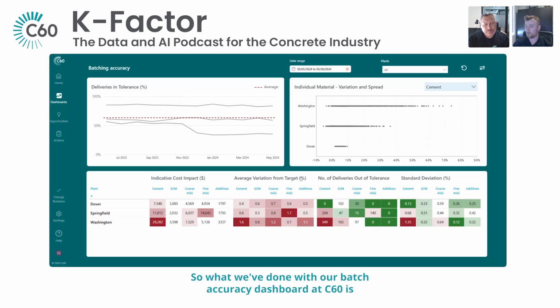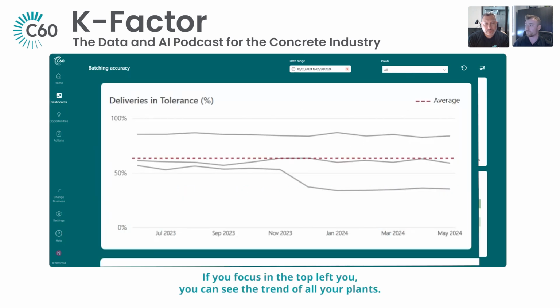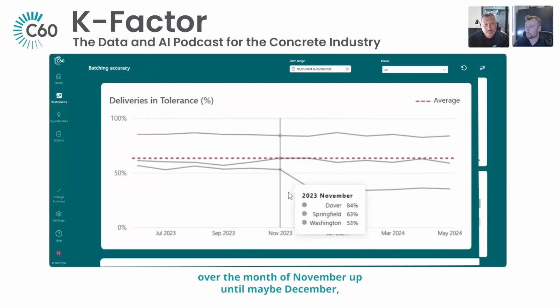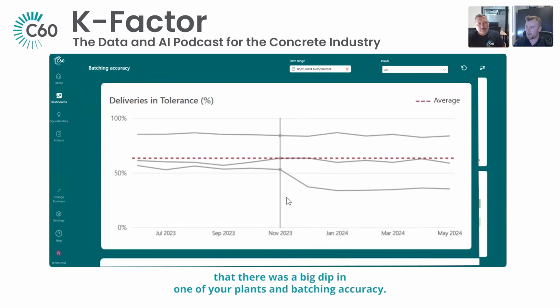Yeah, absolutely. So what we've done with our batch accuracy dashboard at C60 is we're not only diving into the weeds about the individual tickets and orders and loads of concrete that may have a batch accuracy issue, but we're actually showing the aggregated batch accuracy of the entire plant across all your plants in your enterprise. So you can really see the trend. If you focus in the top left here, you can see the trend of all your plants, and those are those gray lines going across from left to right. The accuracy of those plants over the course of a time period, so that if you do notice a scenario where over the month of November up until maybe December there was a big dip in one of your plants in batching accuracy.